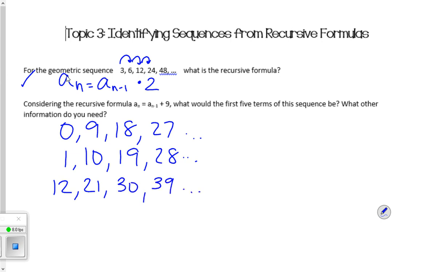So all of these sequences that I just wrote out, all 3 of these, follow that same rule that they gave me. So how do I know which one is correct? The answer is that these are all correct based off what they gave me. That's where that other question, what other information do you need, comes into play. Because we need at least one of the terms to know, like a starting place. We have to know what we are adding 9 to.